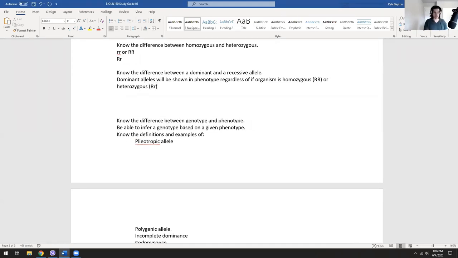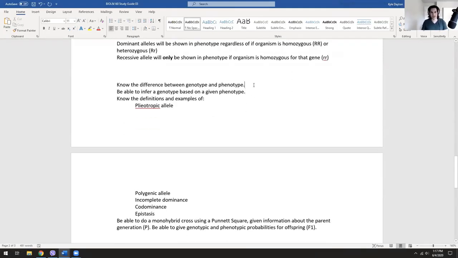And then for a recessive allele to be expressed, it will only be shown in phenotype if the organism is homozygous for that trait, for that gene. So a recessive allele will only be shown if it's homozygous for that gene.